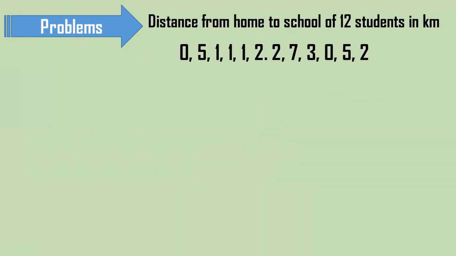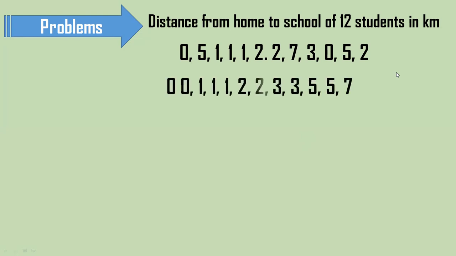Now we're going to solve a problem related to this data handling. For example, the distances from school of 12 students in kilometers are given. This distance is recorded in non-order, and first we're going to convert it into ordered form, from the smallest to the largest number, in ascending order.